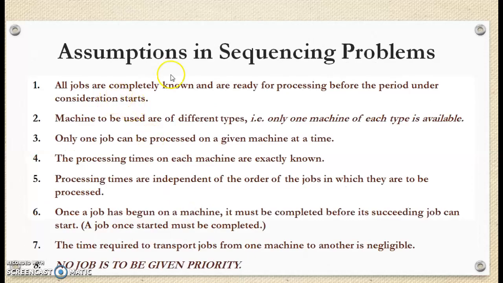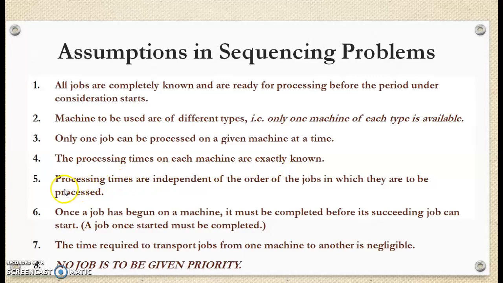Now there are certain assumptions in job sequencing problems. The first assumption is that all the jobs are completely known and are ready for processing before the period under consideration starts. So we know the jobs which are to be ordered, we know how many machines are available, and these machines are of different types. Then only one job can be processed on a given machine at a time. Then we know the processing times on each of the machines, and they are exactly known to us.